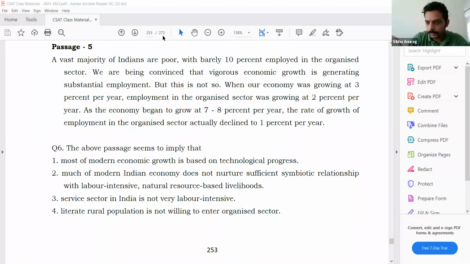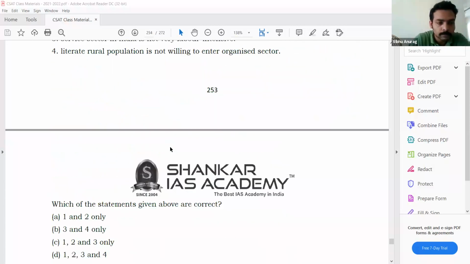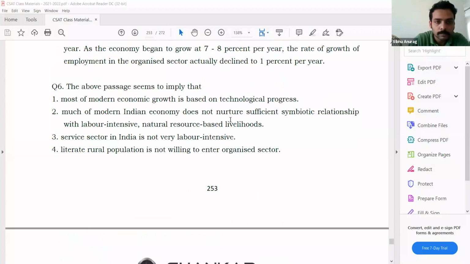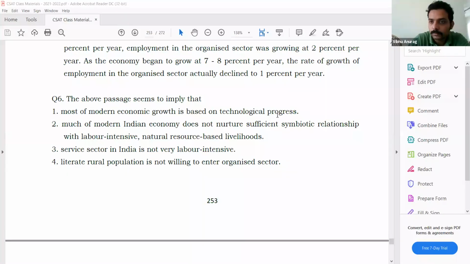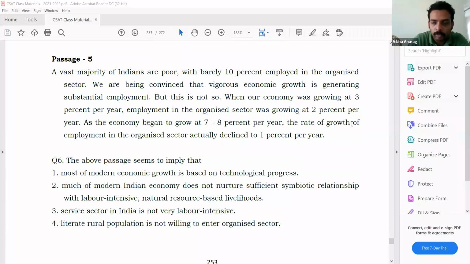Okay, so now we can start discussing it. So this time, how much time did you take? For these 5 questions, how much time? Okay, what about other students? How much time did you take? All double digits only. Okay.